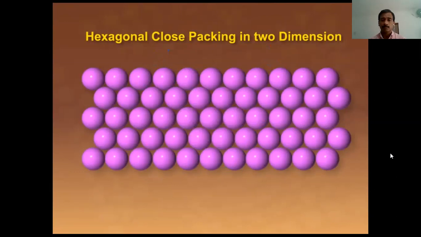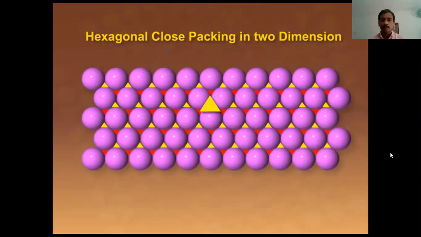In this layer, there are some voids. These are triangular in shape. The triangular voids are of 2 different types. In 1 row, the apex of the triangles are pointed upwards, and in the next row, downwards.